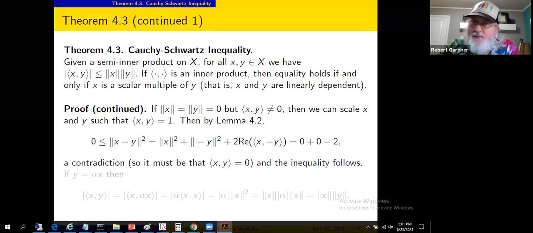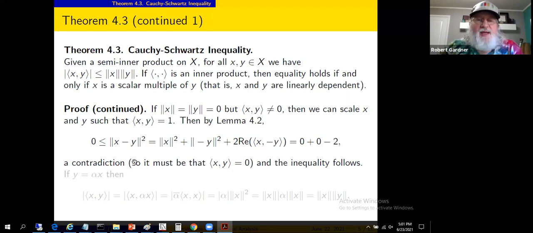This wouldn't happen if we had norms. Remember, in a semi-norm, there are vectors that have semi-norm zero that may not be the zero vectors. We're not scaling the magnitudes of the vectors. We're scaling the inner product using the linearity properties. So scale x and y such that the inner product is 1. That can be done even if these vectors have semi-norm 0.